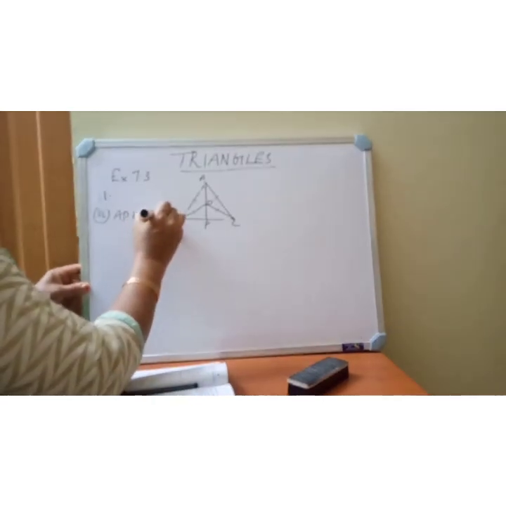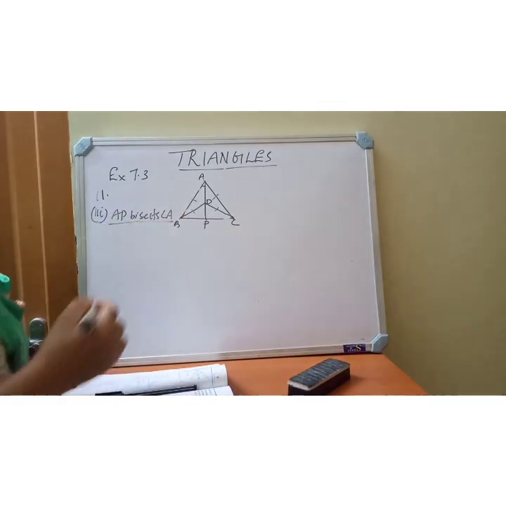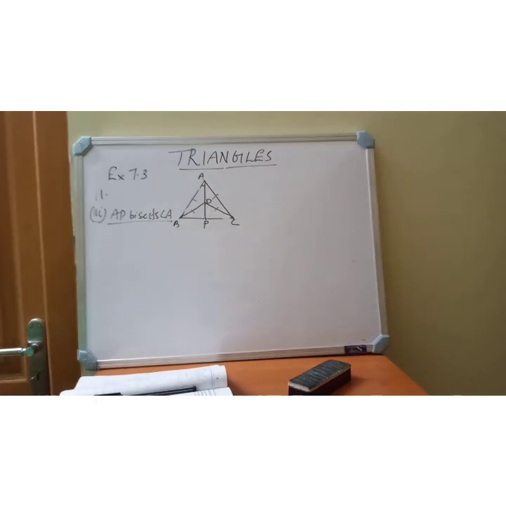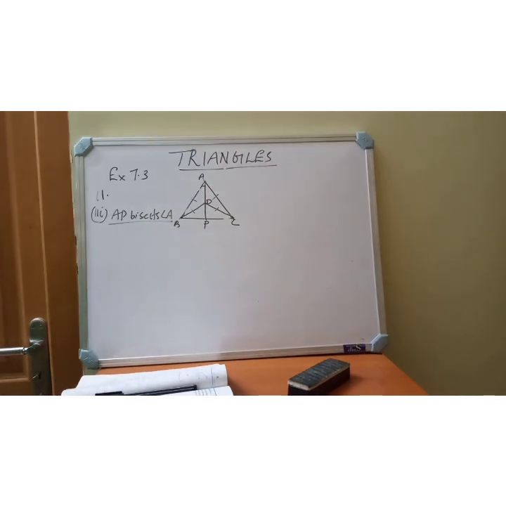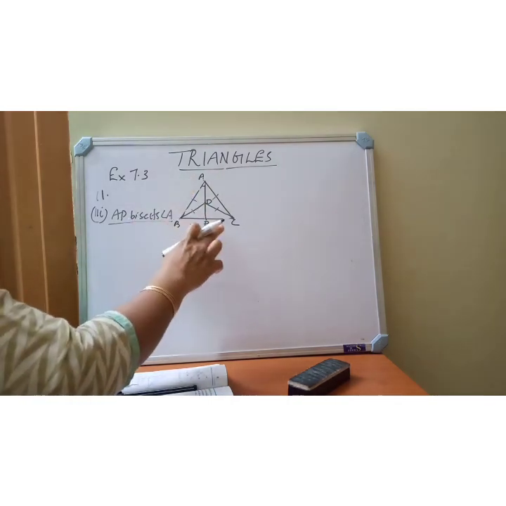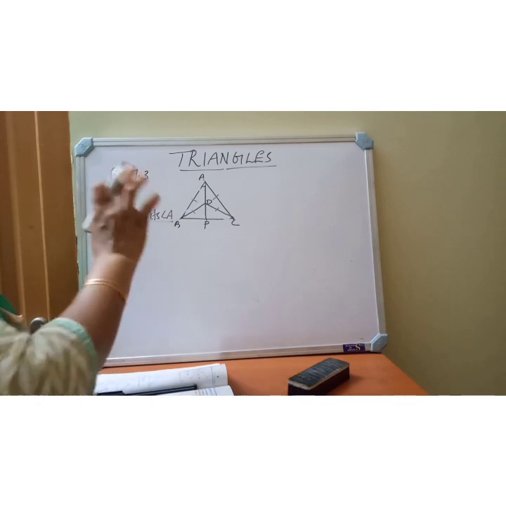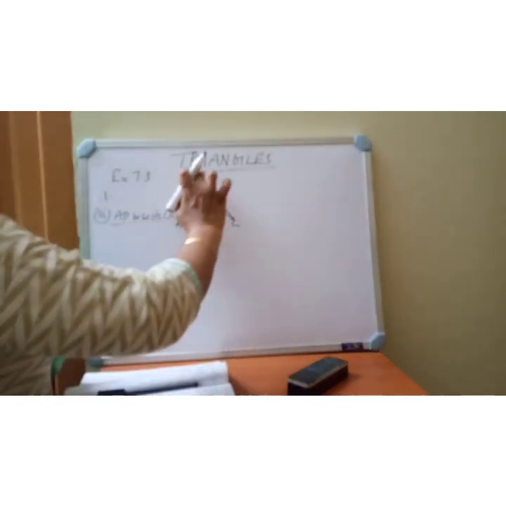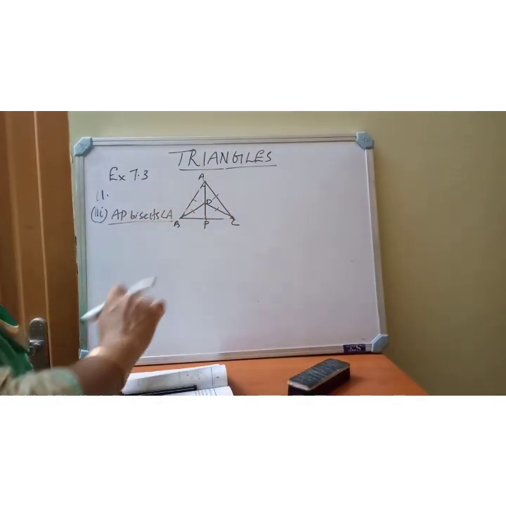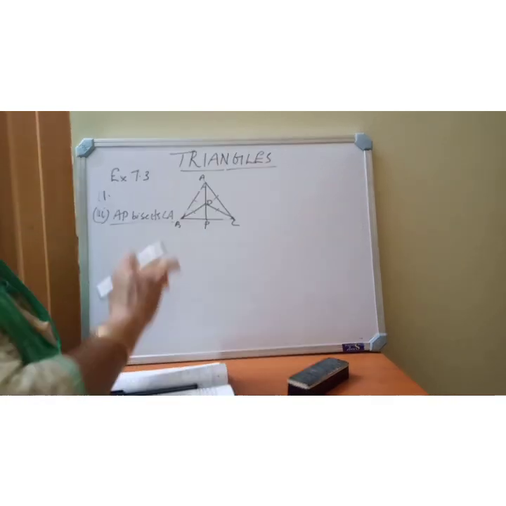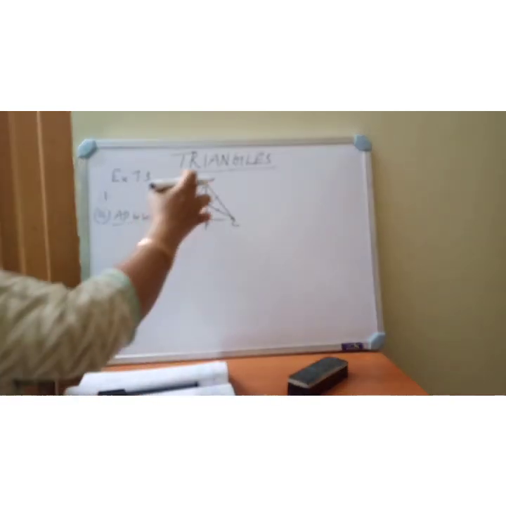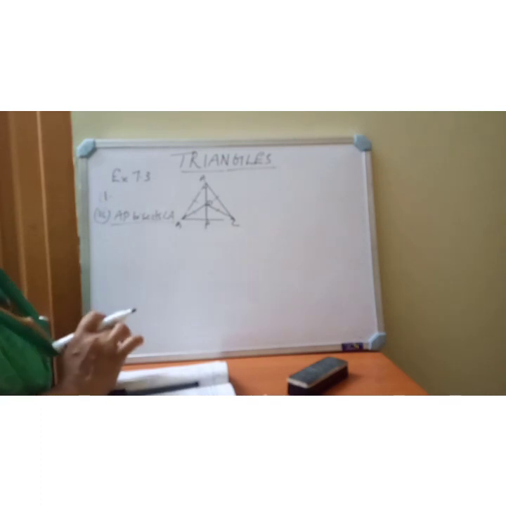For that, must we prove any steps here? No. Why? Because already in the first part we know that triangle ABD is congruent to triangle ACD. So by CPCT we know that angle BAP is equal to angle CAP. So angle BAP is equal to angle CAP means what? AP bisects angle A, isn't it?